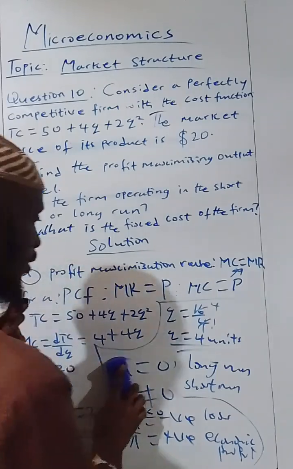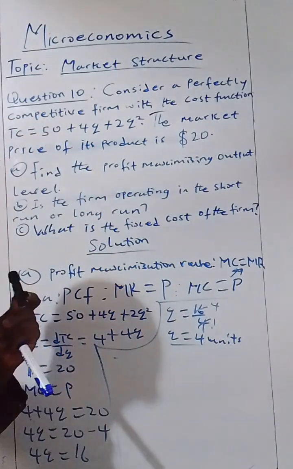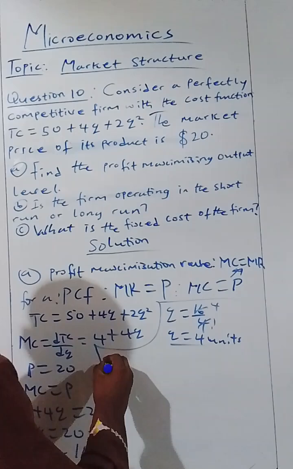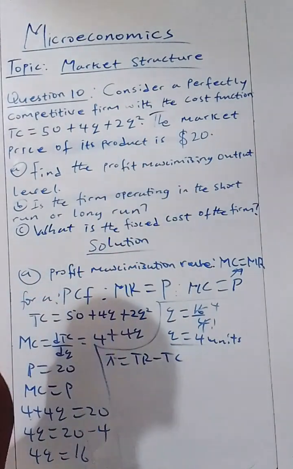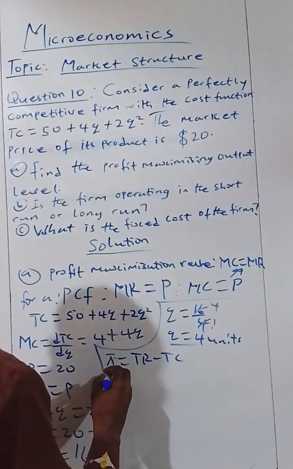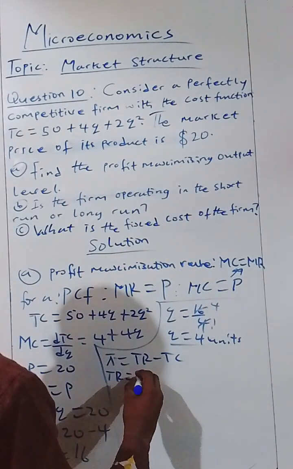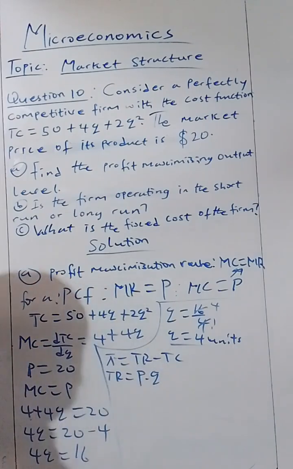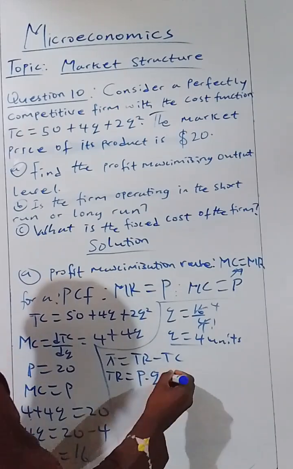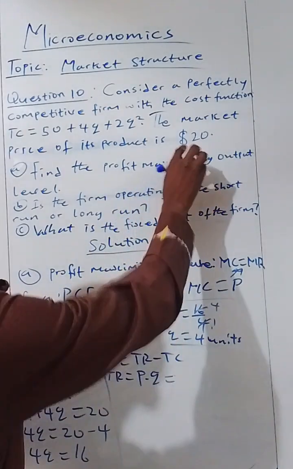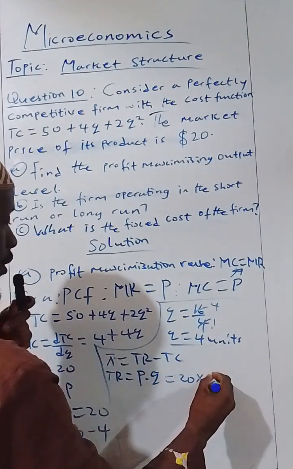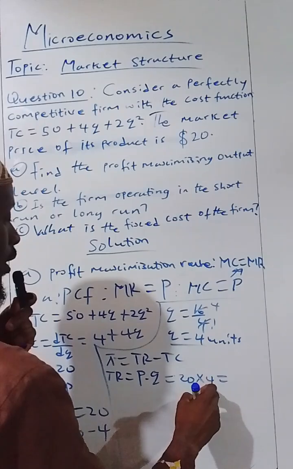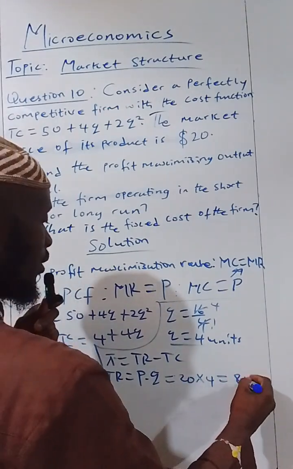So let's do that now. Let's start on the profit of the firm. You know the profit is equal to TR minus TC. We know TR is simply the price of the commodity multiplied by the quantity of output produced, which is 4 units here. The price we are given is 20, multiplied by Q, which is 4. Then the total revenue is 20 times 4, which is 80.